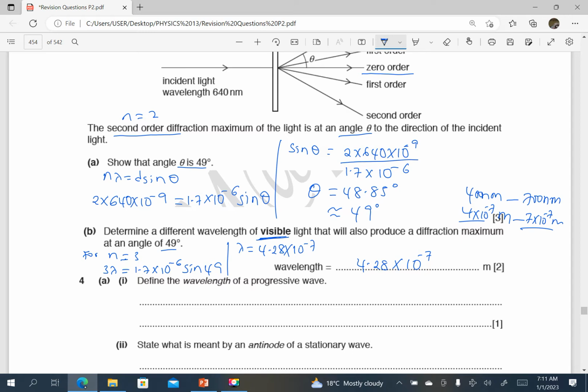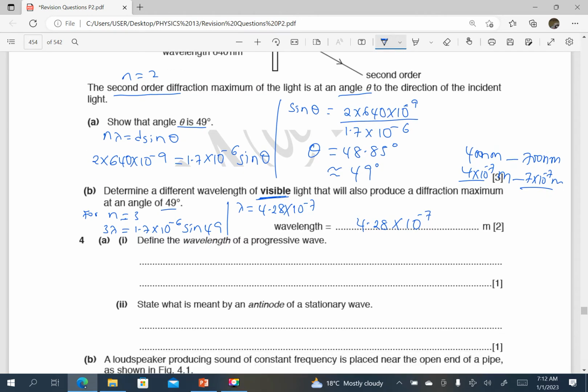You can check n equals 1, and I know n equals 1 will be already outside the visible spectrum, above it. You can also check n equals 4. For n equals 4, I'll just say 1.7 exponent negative 6 times sine of 49. Remember, we're checking n equals 4, so I divide by 4. When I divide by 4, I get 3.2 times 10 power negative 7, which is already below the visible spectrum. Therefore, the answer is going to be that one.